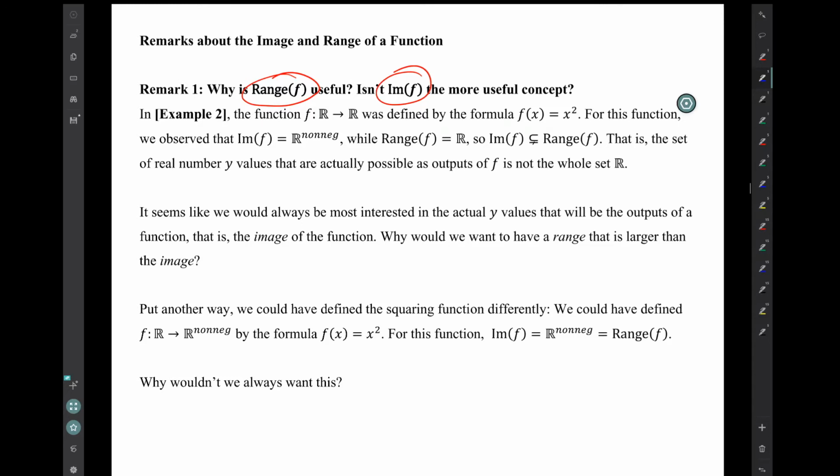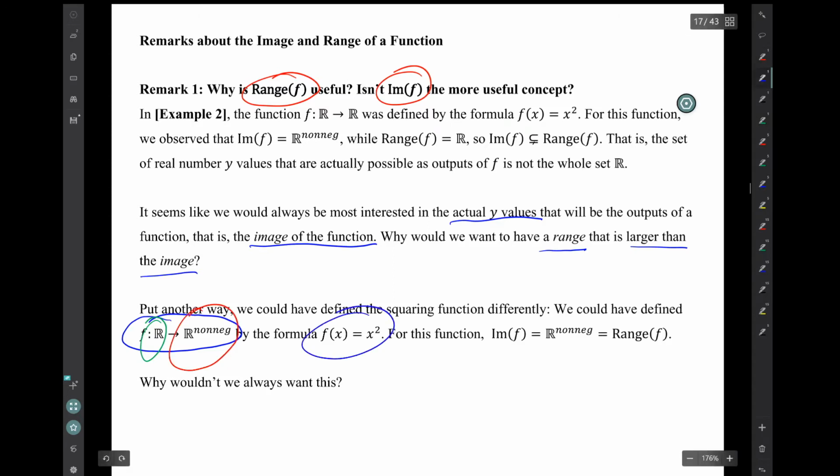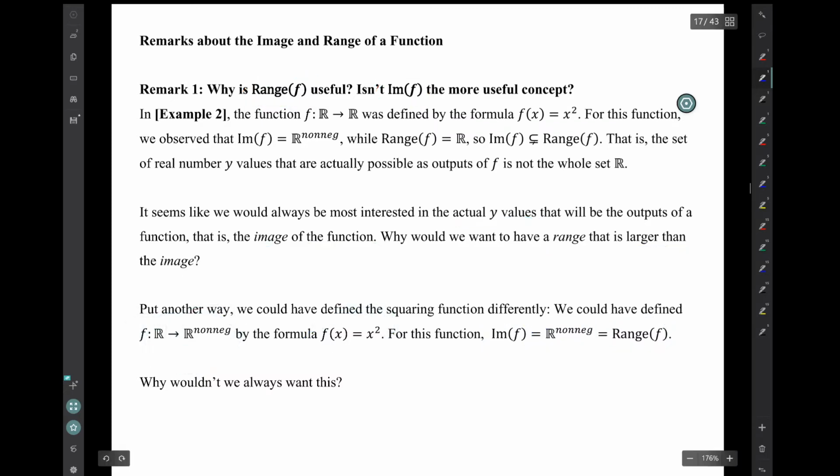Now it seems like we would be most interested in the actual y values that will be the outputs of a function. That is the image of the function. Why would we want to have this thing that's the range, that's larger than the image? Or put it another way, we could have just defined the squaring function differently. We could have said that the squaring function had the domain that's the set of all real numbers, and we could have just said its range is the non-negative real numbers. We could have used the same formula. Then in that case, the image would have been exactly the same as the range. Wouldn't we always want this?